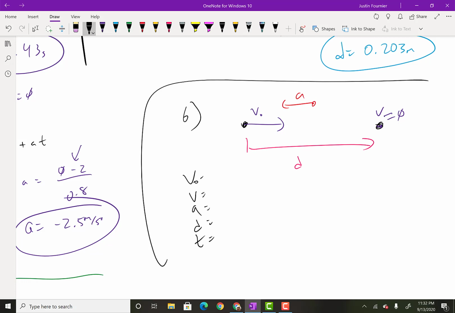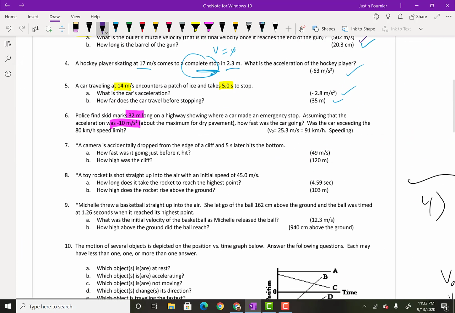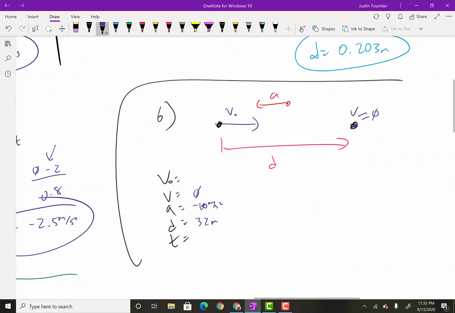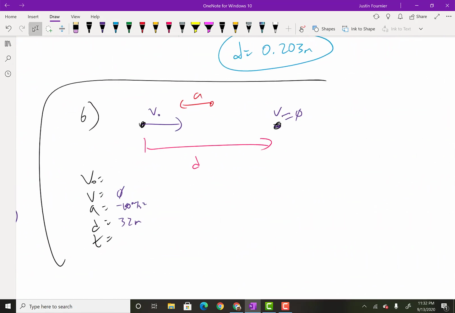Pretty sure the displacement was 32 meters, and negative 10 meters per second squared was the acceleration. We know the final velocity is 0. Let's double check that. Displacement is 32 meters, that's right. Okay, so I'm trying to find out what the initial velocity was. I'm thinking v squared equals v naught squared plus 2ad.